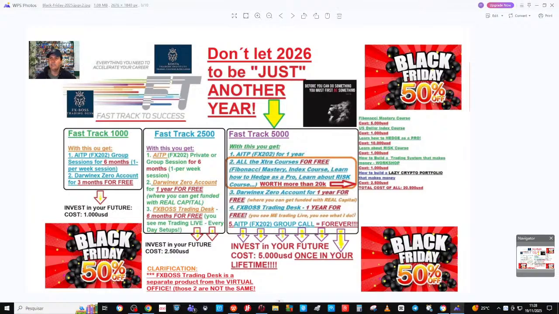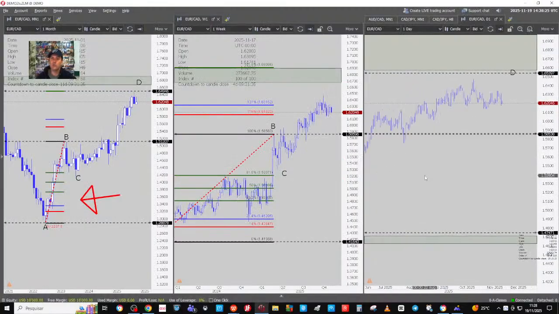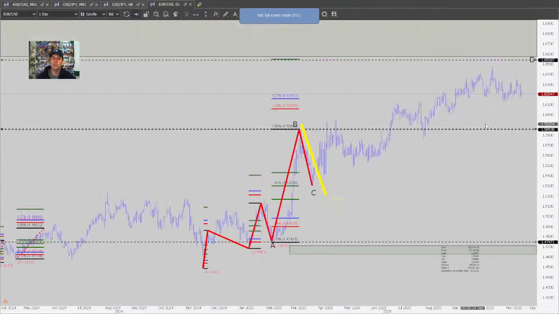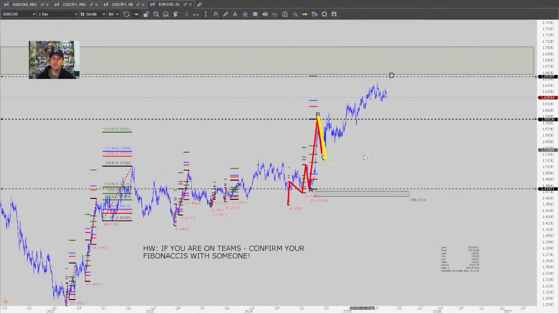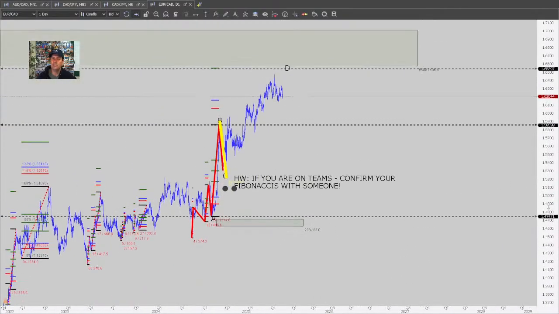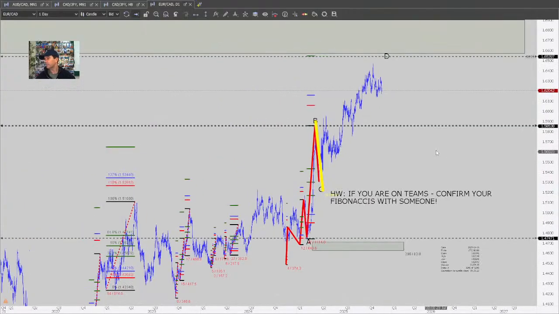Alright, everybody. Okay, so homework, right? Where is the homework? If you are on Teams, confirm your Fibonacci with someone. Before we finish, Alex, how many charts did you finish? Olga, how many charts did you finish? Romildo, Enrique, how many charts have you done already with the Fibonaccis? Type in the chat, everybody. I'm talking about the Fibonaccis.